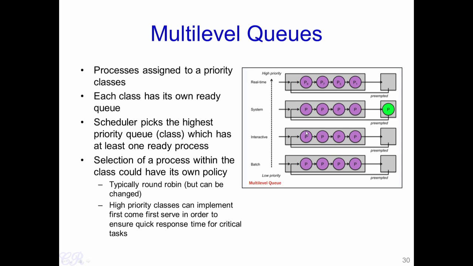Thus, in multi-level queues, there are 2 scheduling algorithms involved. The first is a priority based scheduling algorithm which chooses one of the priority classes, while the second is a non-priority based algorithm which chooses among the processes in that priority class. The second scheduling algorithm would typically be round robin, while for high priority processes the second scheduling algorithm is typically something like first come first serve and so on.